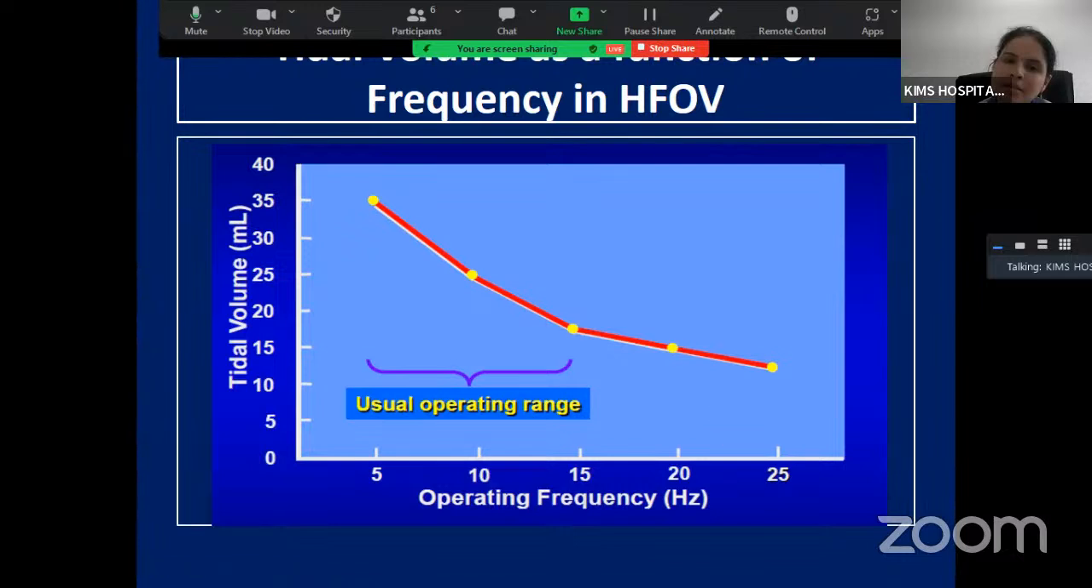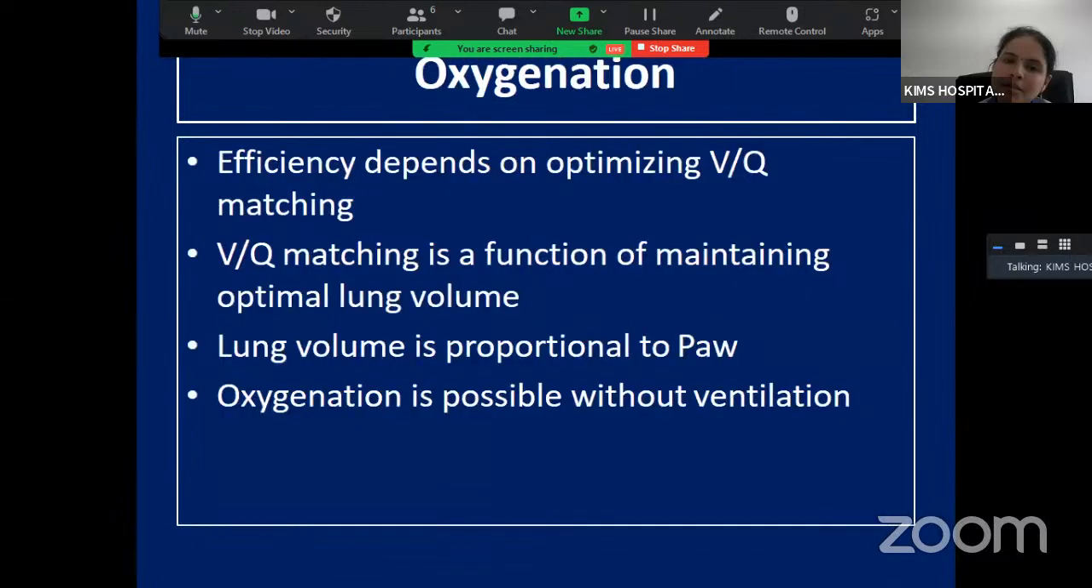which is in contrast to conventional ventilation. In conventional ventilation, as we keep increasing the rate, the CO2 elimination keeps getting better and better. Whereas in high frequency ventilation, when we increase the rate, because of the much more significant impact of the tidal volume on CO2 elimination, it tends to become poorer, and this is the reason that higher frequencies result in CO2 retention in high frequency ventilation.